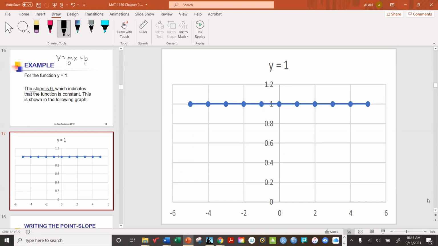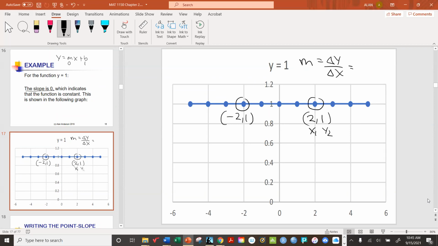Now, why is it flat, by the way? Because no matter what 2 points I pick, let's say I pick (2, 1) and (-2, 1). If you notice, let's call this x1 and y1.